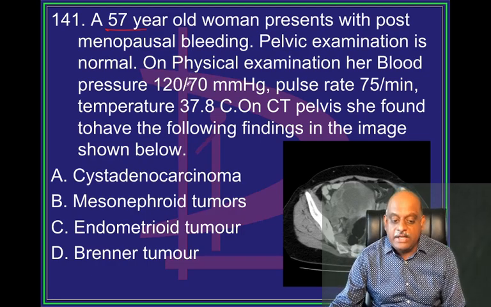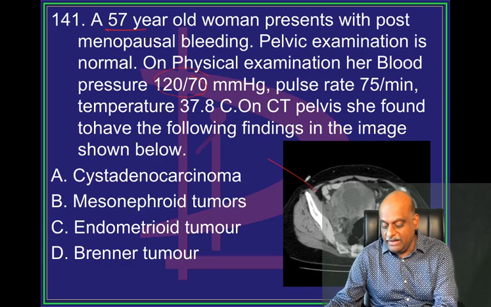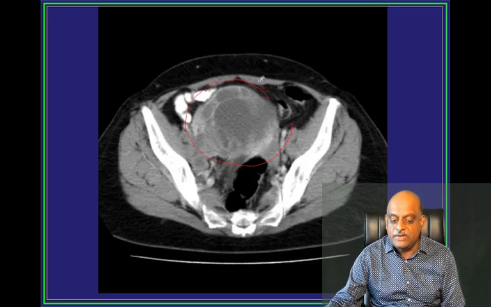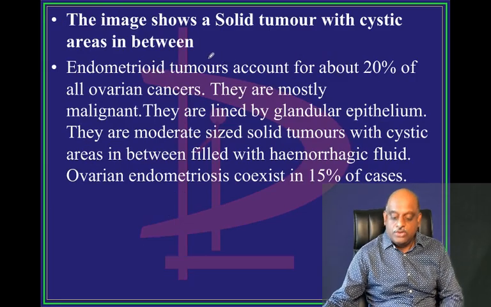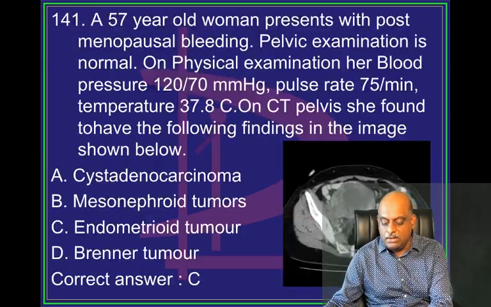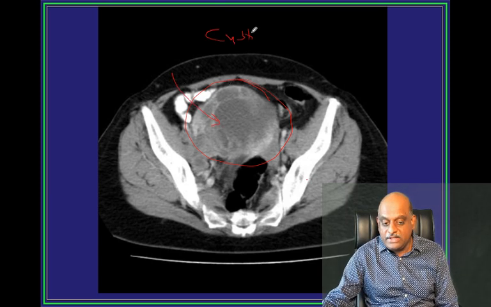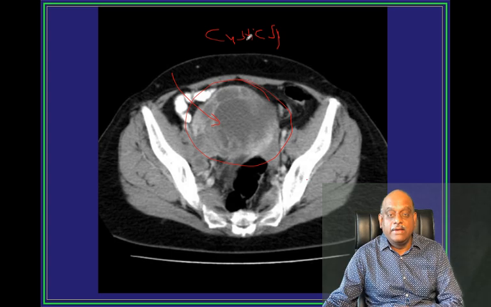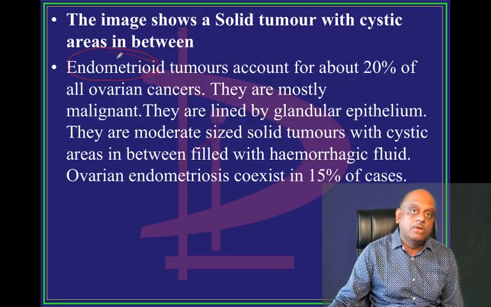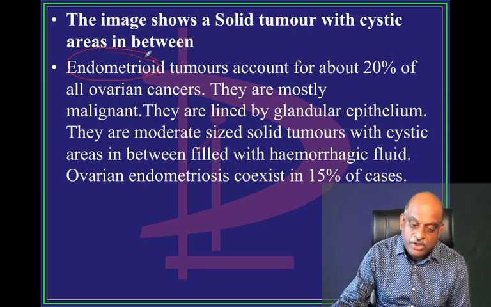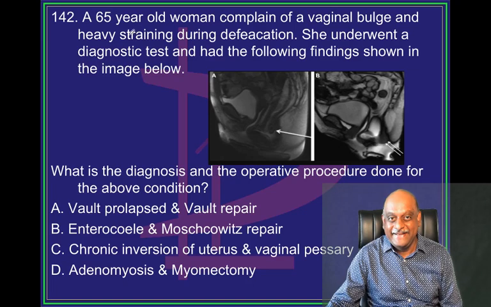A 57-year-old, on physical examination has 120/70 and the CT of the pelvis has been shown to you. So what is this? It is a solid tumor with cystic spaces. That is very classical of endometrioid tumor, which constitutes about 20% of all the ovarian cancers.